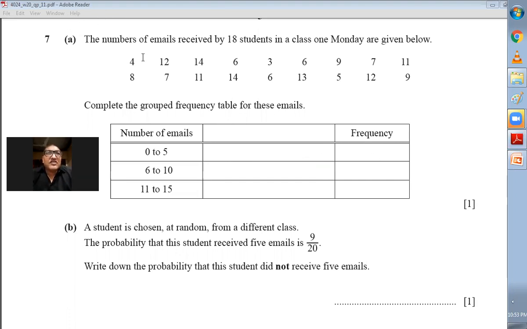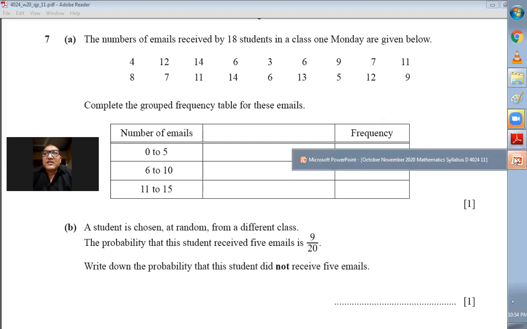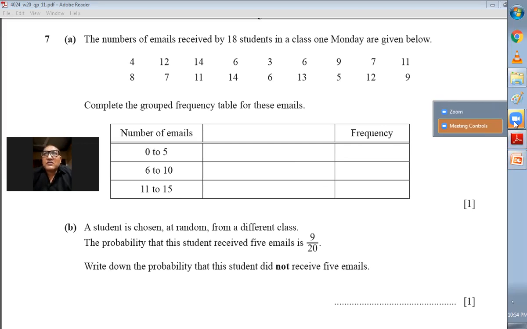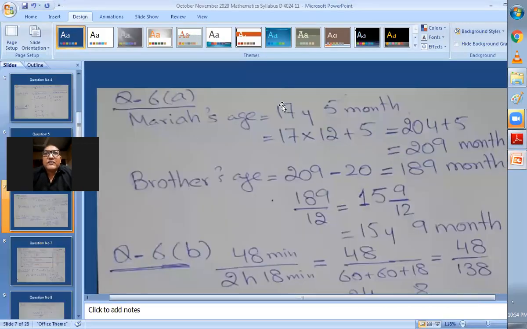For example, this 4, I will cut the 4 and put a tally here. Then 8, I will cut it. The 8 should come here. I will put a tally here. 12, I will put a tally here. I will cut 7. I will put a tally here. 14, I will put a tally here. Then I have 11. That tally will also come here. Then I have 6. That tally will come here. So this is how you draw the tallies. I have already done this on paper. Let me show you my work.